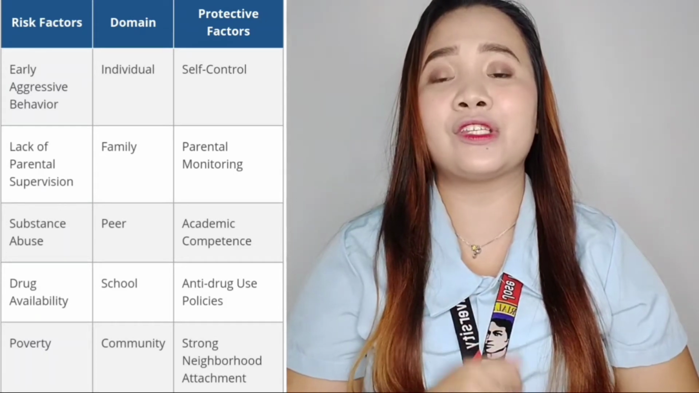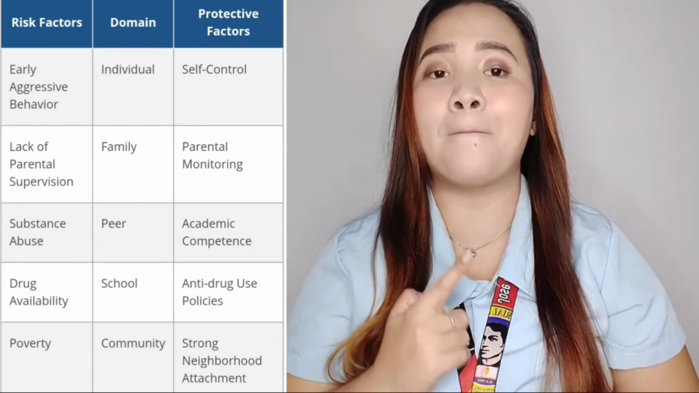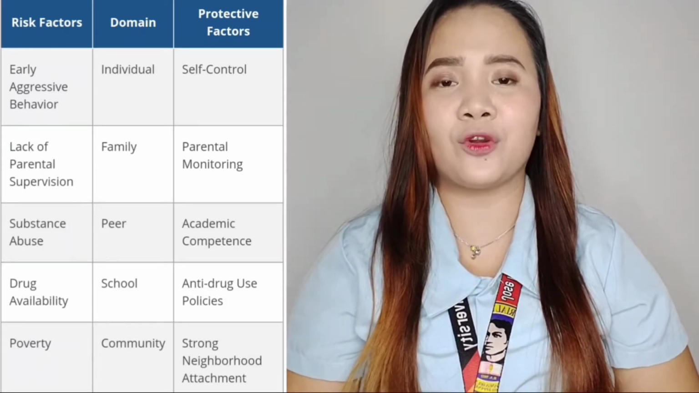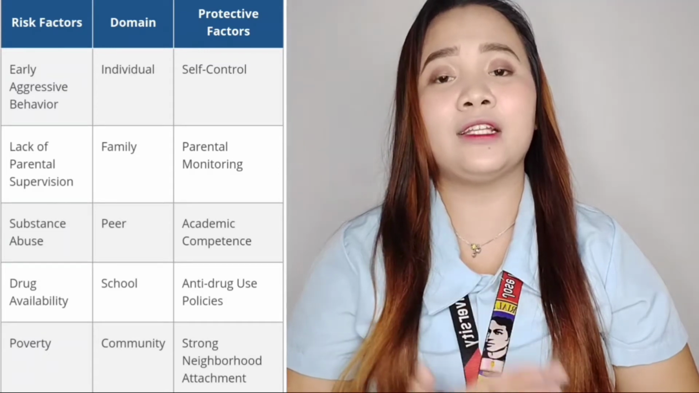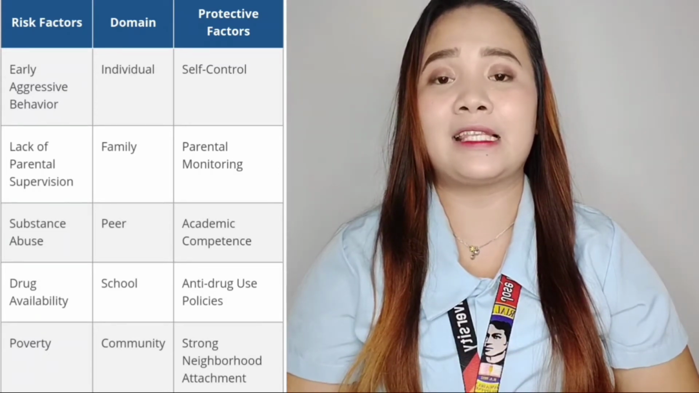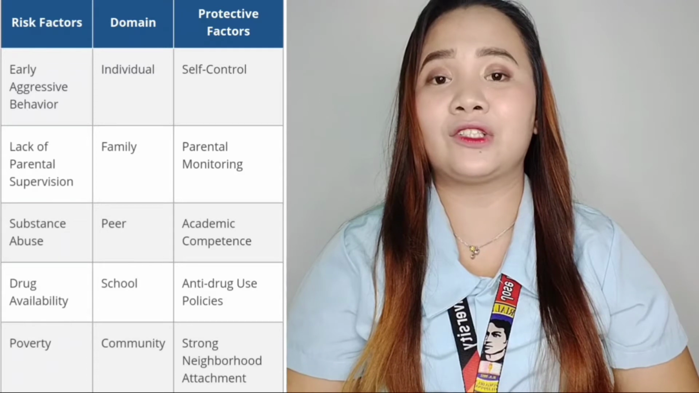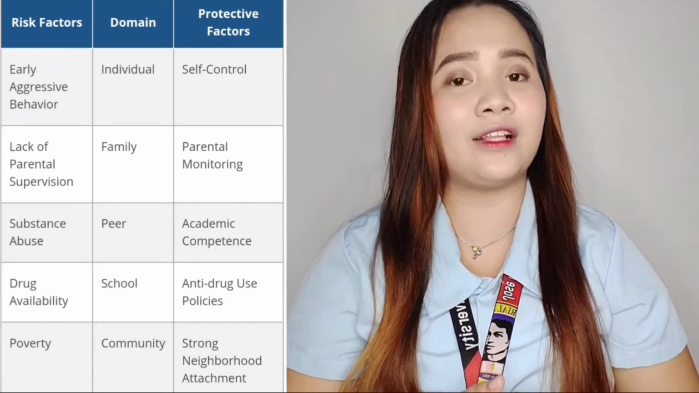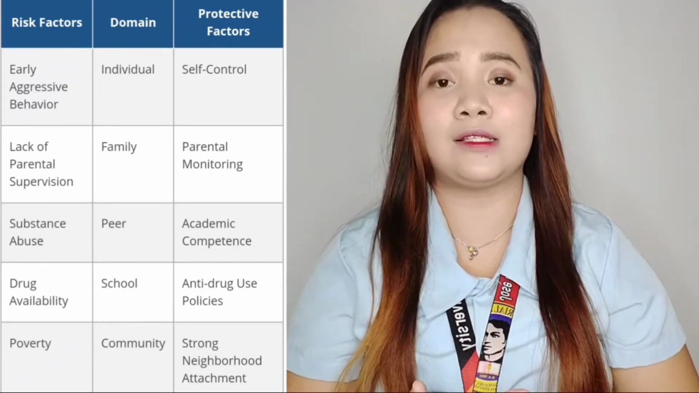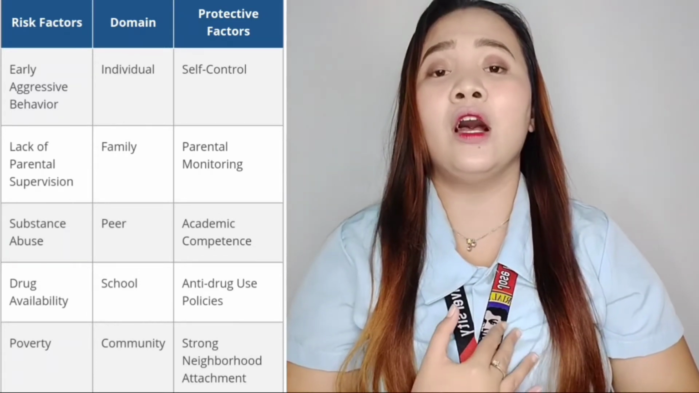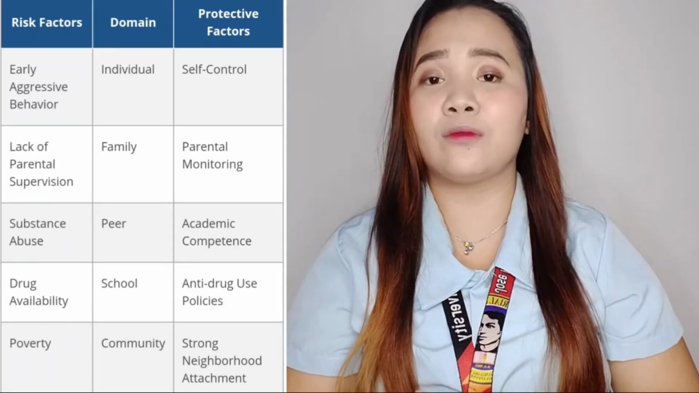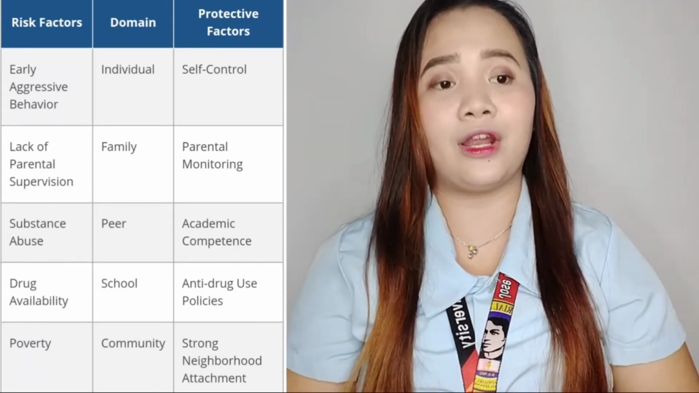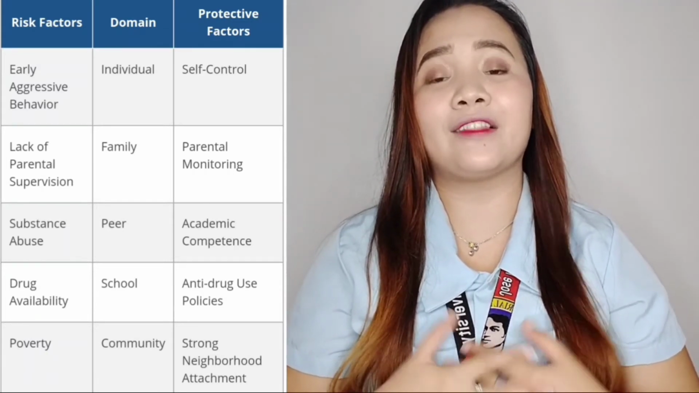Risk factor example number 3 is substance abuse. The domain is peer or friends, or peer pressure, and the protective factor is academic competence. The next example of a risk factor is drug availability. The domain is school and the protective factor is anti-drug use policies. Next is poverty. The domain is community and the protective factor is strong neighborhood attachment.